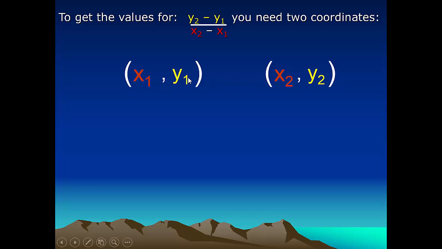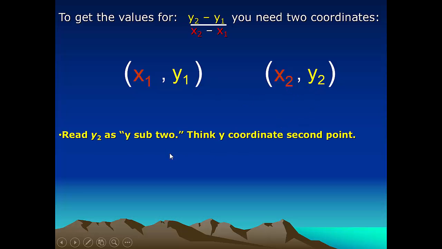You notice in this first coordinate we have an x and a y. Second coordinate we have an x and a y. But it says here, read y2 as y sub 2. That's because the 2 is below the letter here. Think y coordinate, second point. So these are our 2 points or our 2 coordinates, but this y sub 2 is the y value in the second coordinate or the second point.